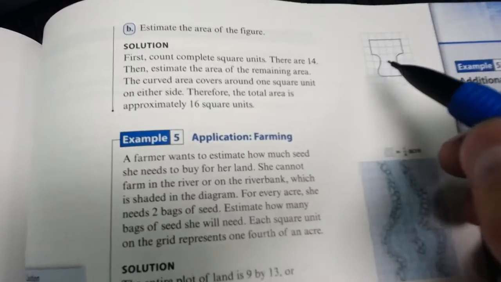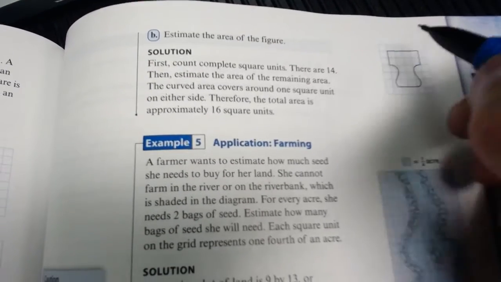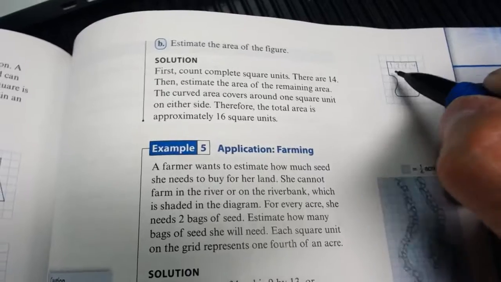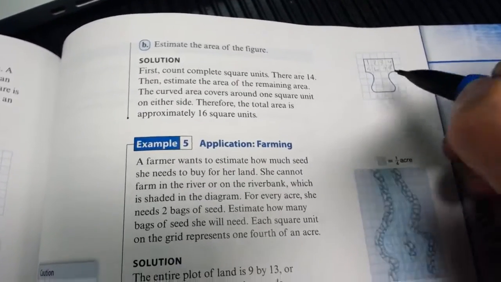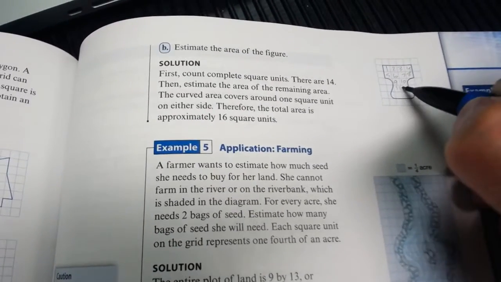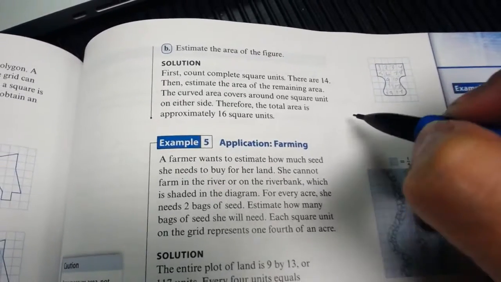For B, it says estimate the area of this figure. So what I'm going to do is I'm going to count all my squares here. 1, 2, 3, 4, 5, 6, 7, 8. Those are easy to see. Well, then this one's completely in. 10, 11, 12, 13, 14. So we have 14 squares already.